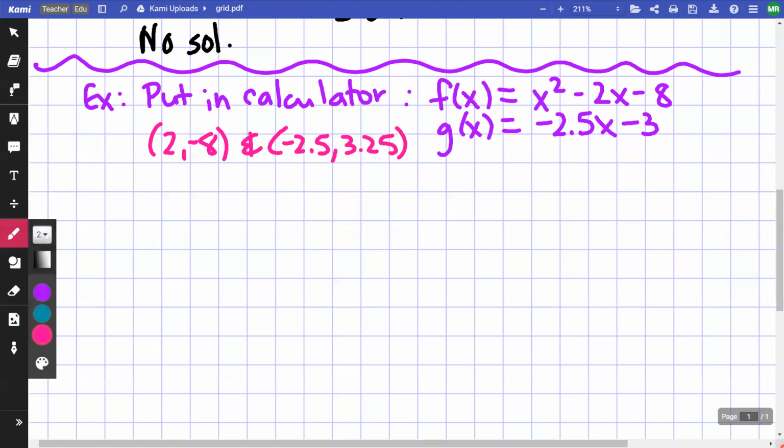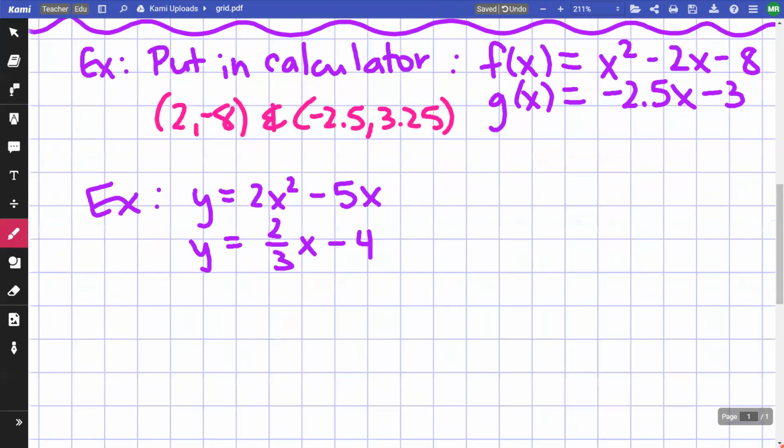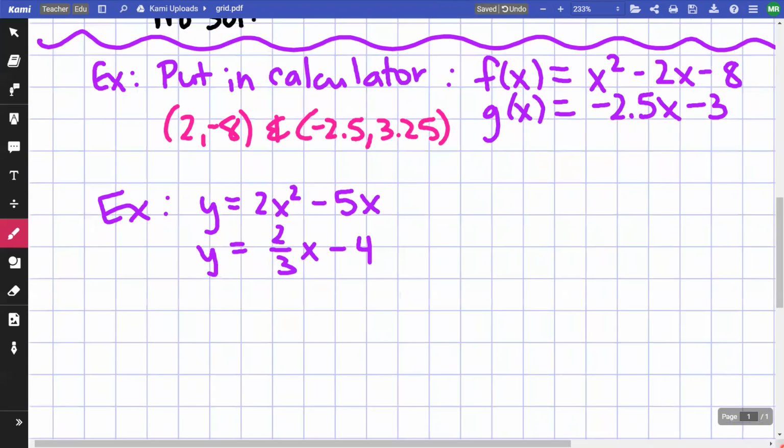Okay. So the next one I want you guys to put into your calculator is y equal 2x squared minus 5x and y equal 2/3 x minus 4. So we're going to put both of those into our calculator.